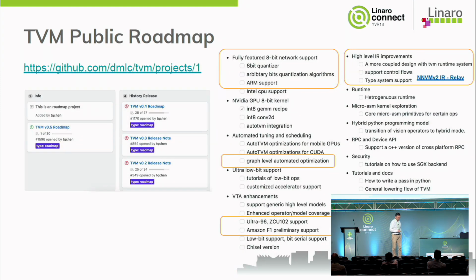So here, we can see on GitHub the TVM public roadmap. For example, there is some plan to enable 8-bit support and even some lower-bit precision support, 4-bit, even 1-bit. And there is also some plan to enable graph-level AutoTVM, or automated tuning. Currently, AutoTVM is just for tensor level. So if you want to do it at graph level, there is also some plan in this part.